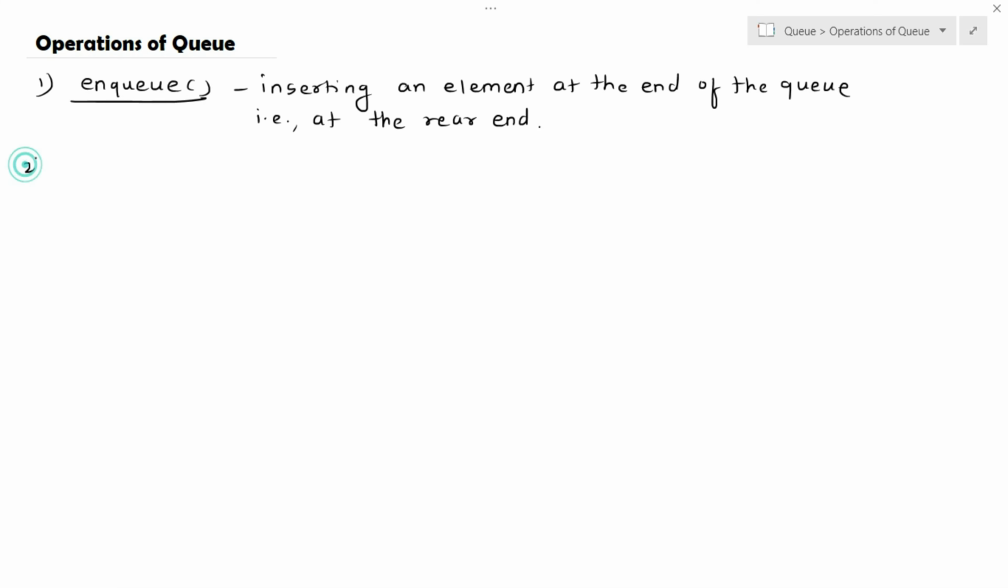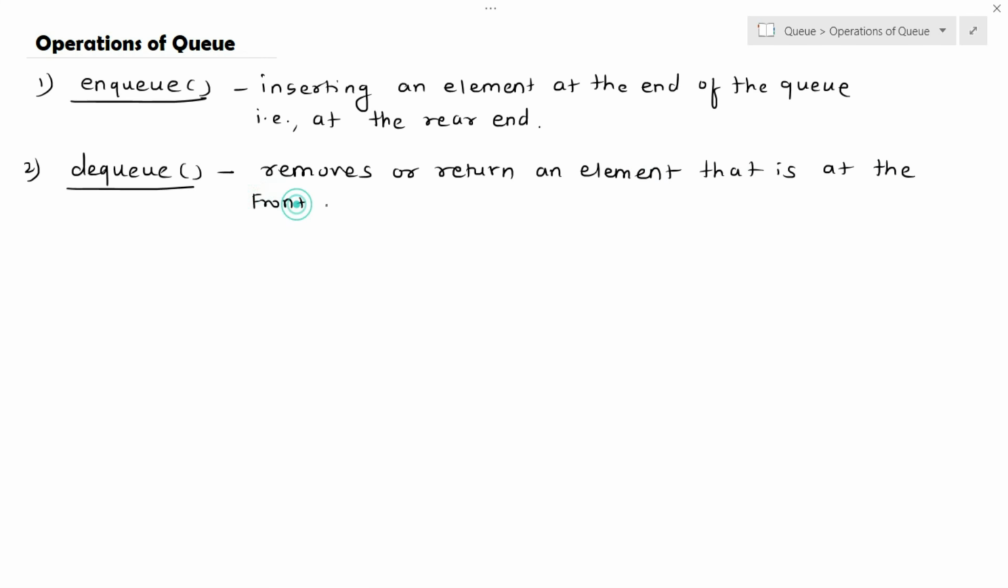The second operation is dequeue. Dequeue means this operation removes or returns an element that is at the front end of the queue. Okay, so removing an element or returning an element at the front of the queue, that is called dequeue, and inserting an element at the end of the queue, that is at the rear end, that is called enqueue.